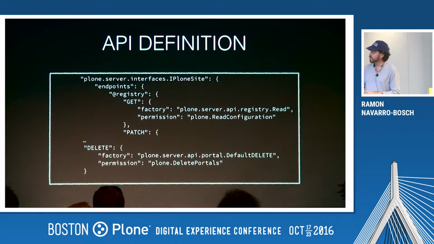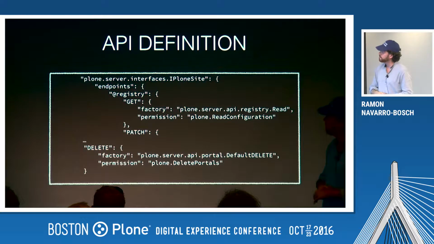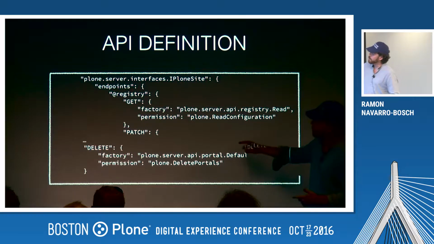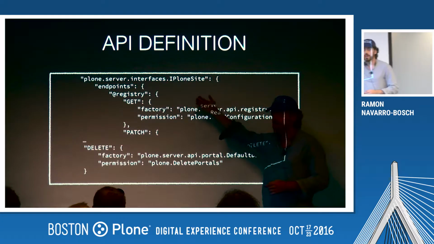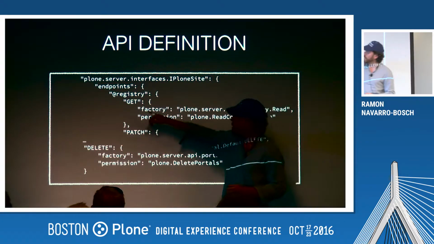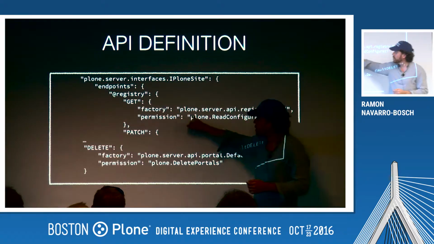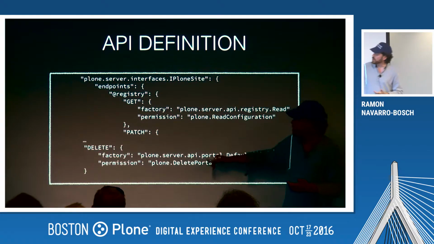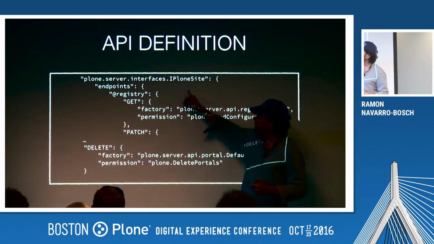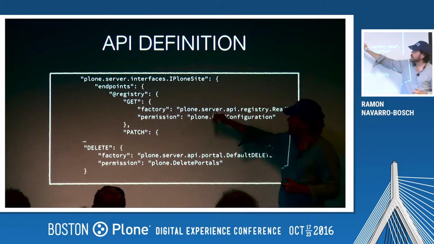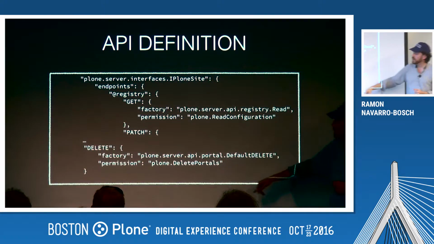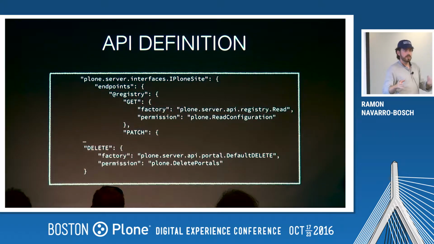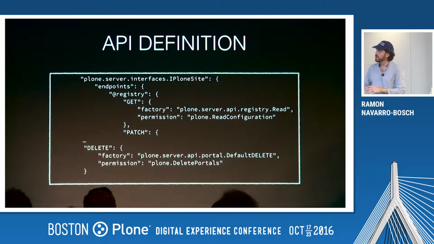It looks like that. You define the interface that you want to offer in your API definition, and you define possible endpoints that are going to be tied to this content type. For example, on the registry, the HTTP verb GET is going to use this factory, and you need these permissions to use this factory. And of course, there are the main HTTP verbs for the content type. So if you delete a Plone site, you are going to execute this factory and you need these permissions to execute it. Simple. Just the factory, the permissions, and defining possible endpoints. And you get a JSON file where you have all your API defined.